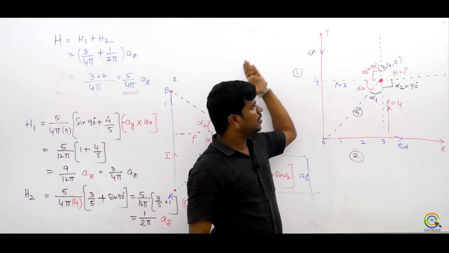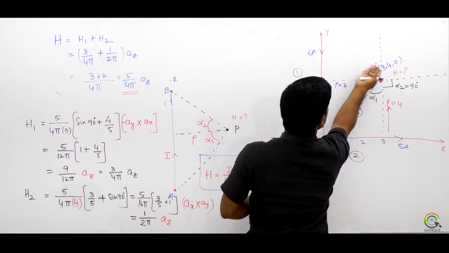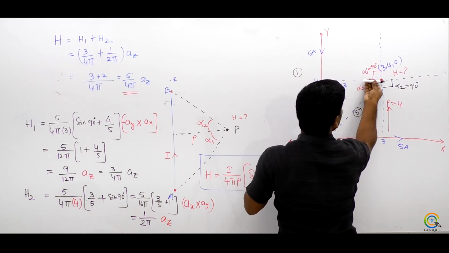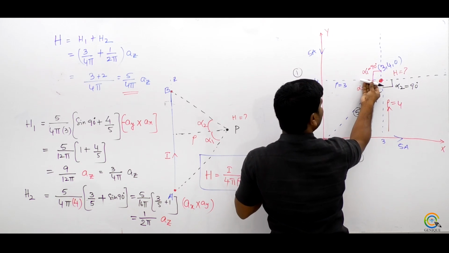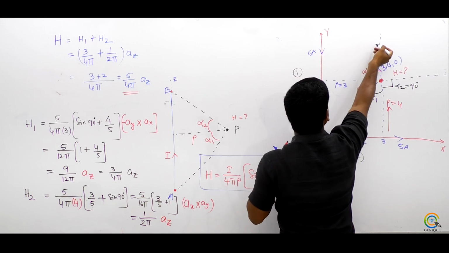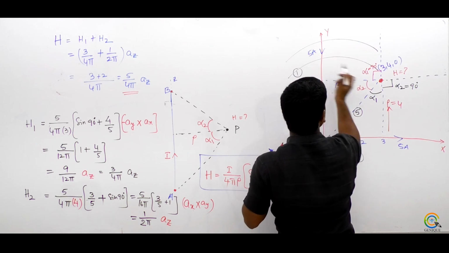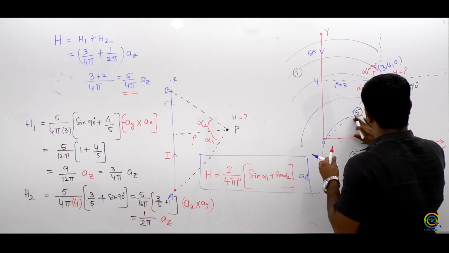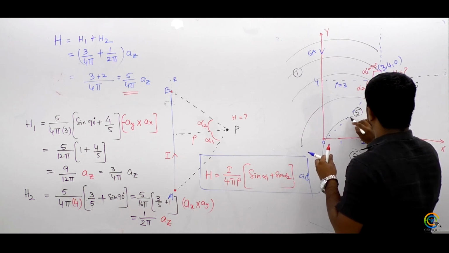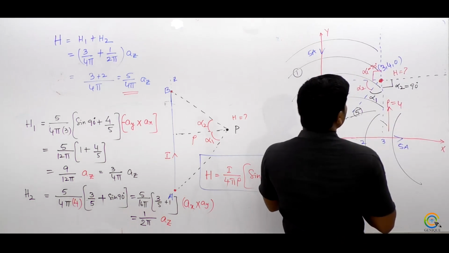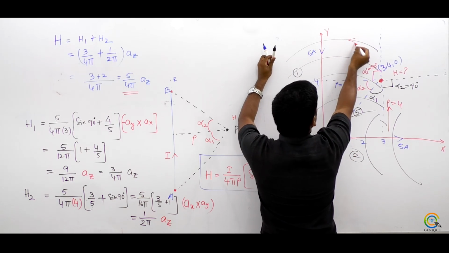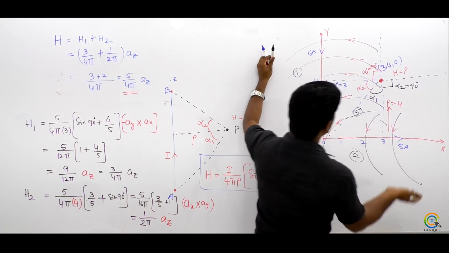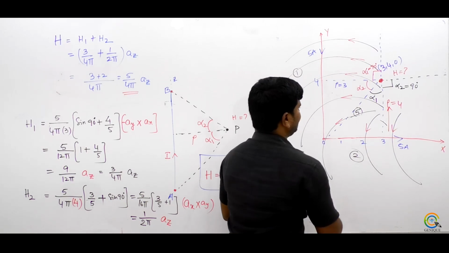Outward from the board, I can write like this. So the magnetic field is coming out of this. What is the direction? Out of this. So it is positive z direction, coming out of the board.